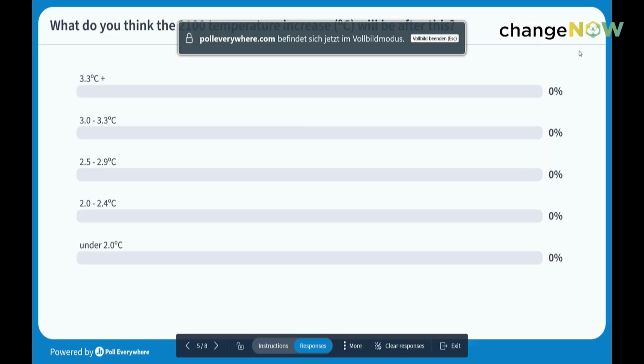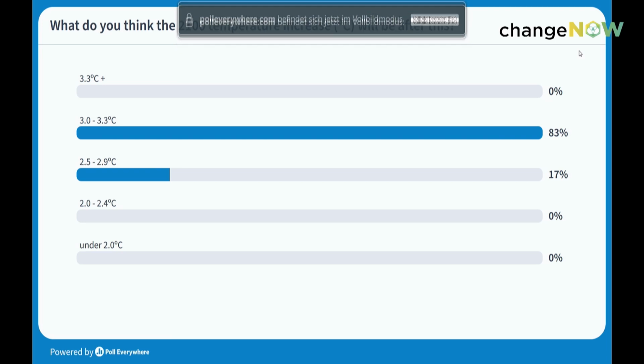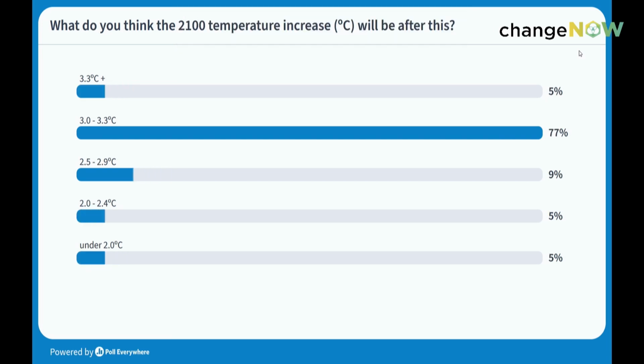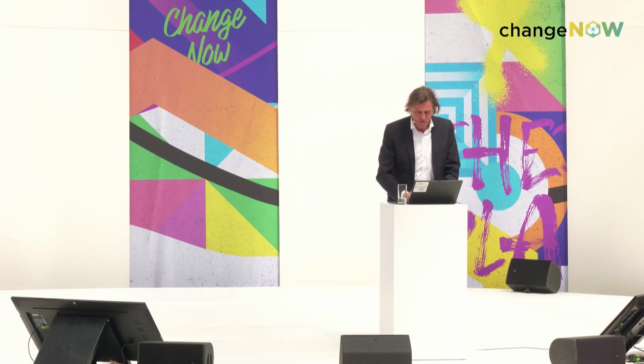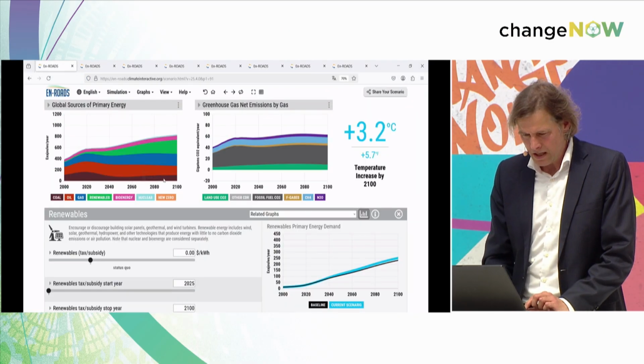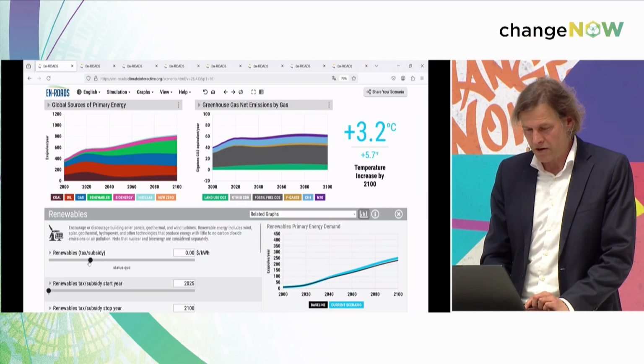And now, again, what do you think is going to be the temperature in the year 2100 when we subsidize renewables on top of phasing out the coal? We are at 3.2. Where do you think it is going to be? Okay, most of you are now primed, because more than half believe it is between 3 and 3.3. But still, some of you believe that it will be all the way down to the Paris Agreement. So let's do it.